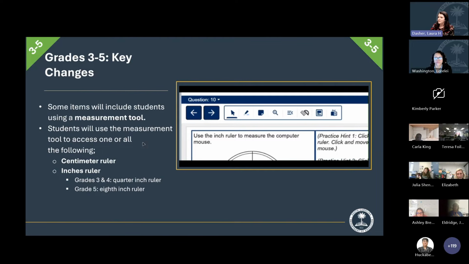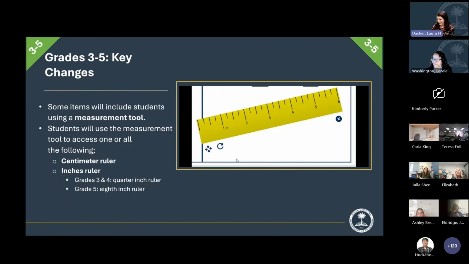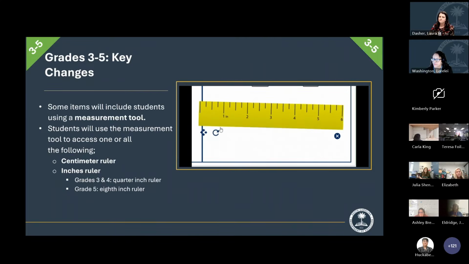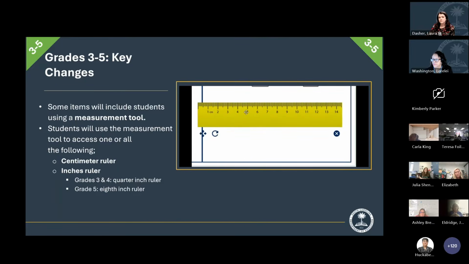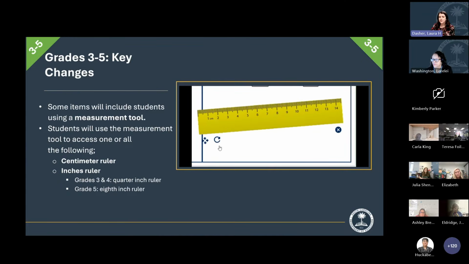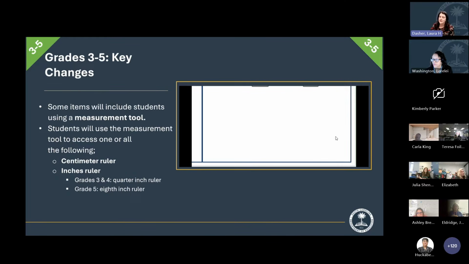I'm going to play a video so you can see what it would look like for students during testing. If it will let me, yes. So in the OTT, the inches ruler is the ruler grades 3 and 4 will see, which is there. It's easy to move around. And then the centimeter ruler is the ruler all students in grades 3 through 5 will see. So there'll be a difference in the grades 3 and 4 ruler versus the 5th grade inches ruler, but all students will see the same centimeters ruler.